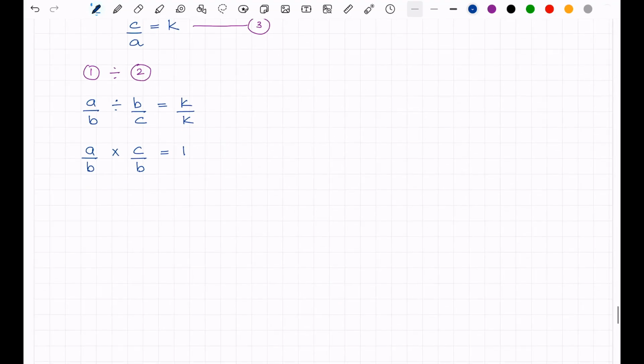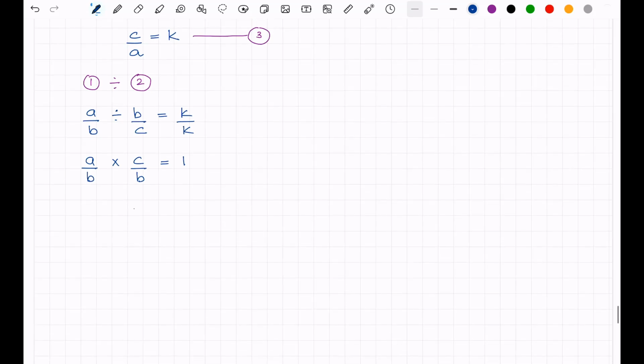So cleaning that up a little more, a times c we can write as ac, b times b we can write as b squared, and that will be equal to 1. And then I'll multiply both sides by b squared, and I'll be left with ac equals b squared. And that I will call equation 4. And we will park that for now.